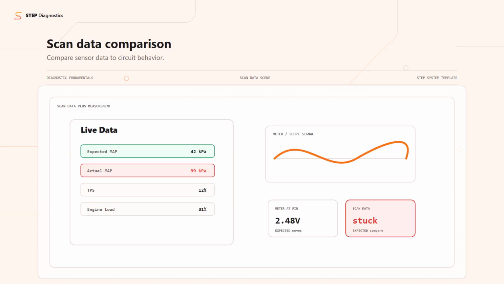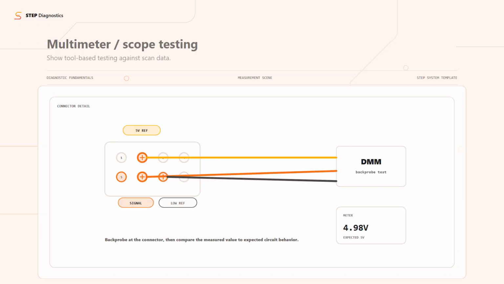Scan data has to match the circuit. A sensor value should move when the real condition changes, and the measured signal should agree with what the scan tool reports. If those two views disagree, that disagreement becomes the next diagnostic clue. Signal voltage must agree with live data and the real operating condition.